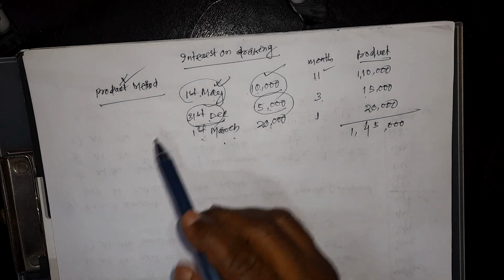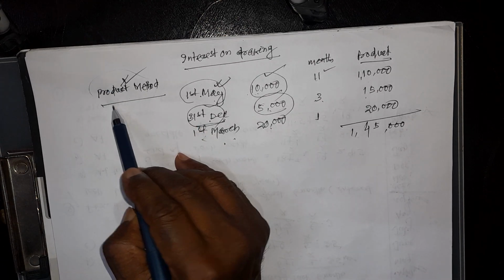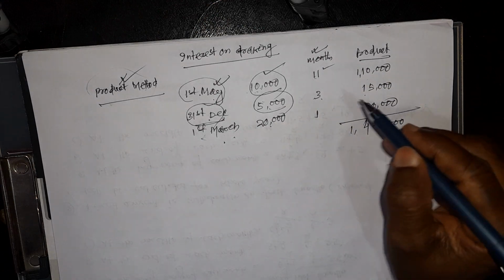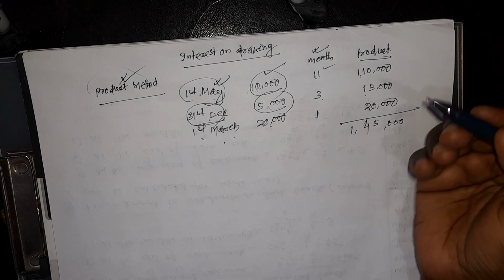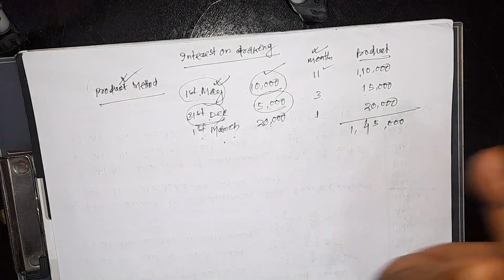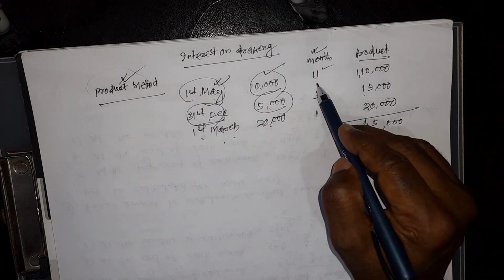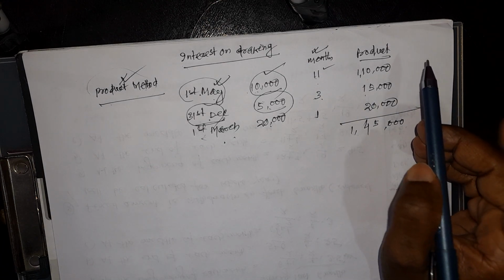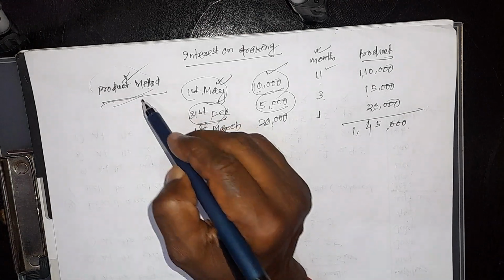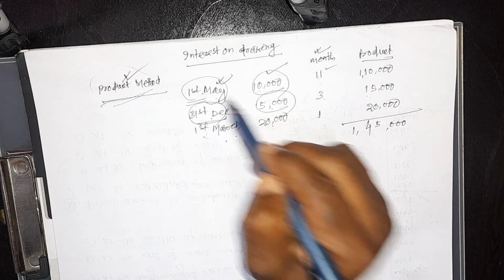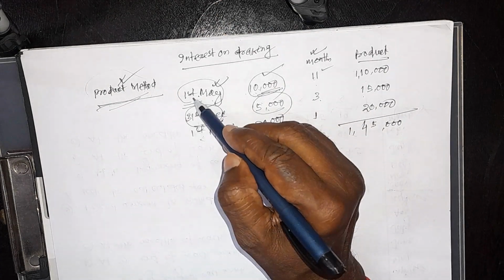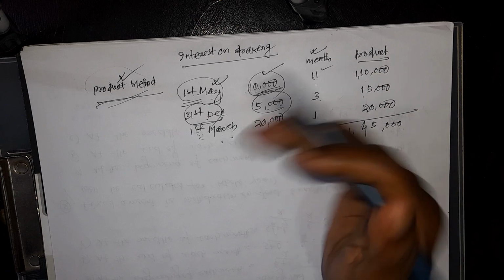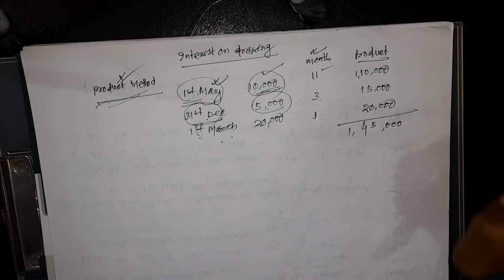Let me explain again. Under the product method, you have to calculate the number of months remaining after each drawing, because the amount is different, time is also different. How many months remain till 31st March? Clear? And the product method, I told you, you will apply where time is different and amount is also different, meaning there is no equal time interval between the two drawings. But under the average period method, there is an equal time interval.